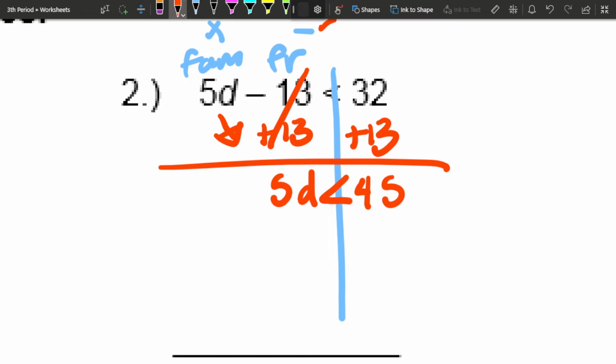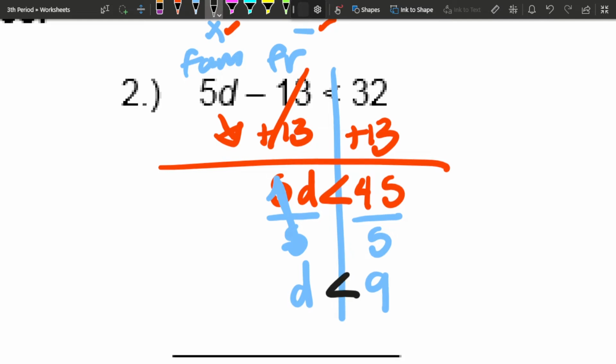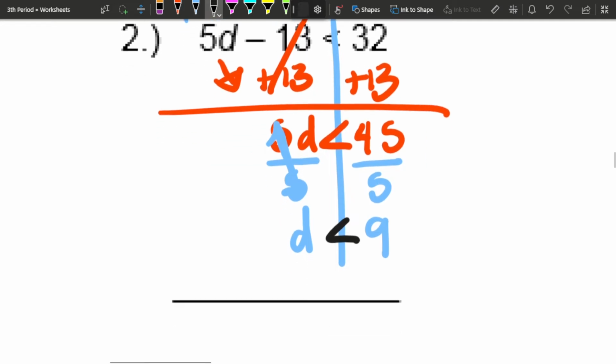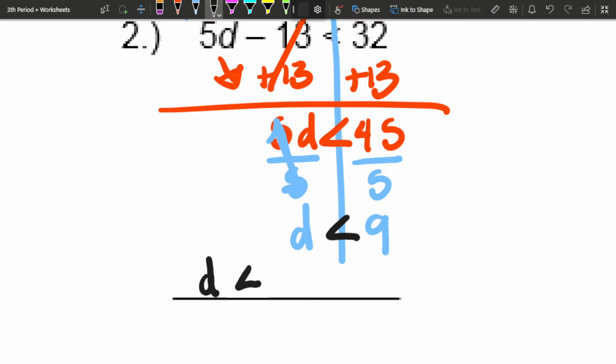And now the family was doing what? Multiplying. The opposite of multiply is? Divide. And we're going to divide by that 5 on both sides. When I divide 5 divided by 5, I just get 1D. And 45 divided by 5 is? 9. And bring my sign along. And this is my answer. D is less than 9. That's the answer. So D less than 9.